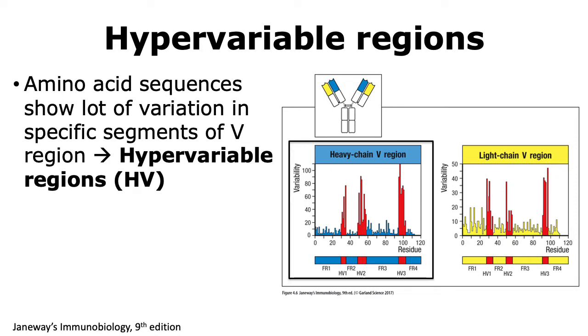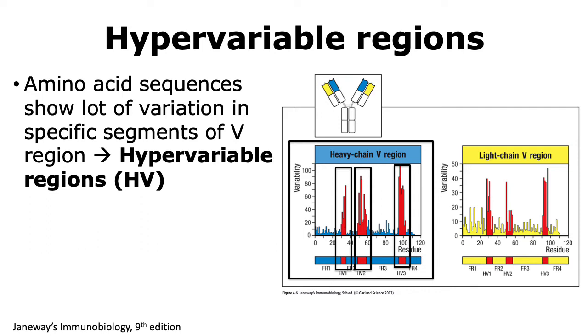So if we look at the figure in the black box, we're looking at the V region of the heavy chain. And on the x-axis of that plot, we can see the different amino acid numbers. And on the y-axis, we're looking at the variability in the amino acid sequence. And what we can see is that there are 3 regions where there is a lot of variability in the amino acid sequence of the V region. And these 3 regions where there's a lot of variation are called hypervariable regions.